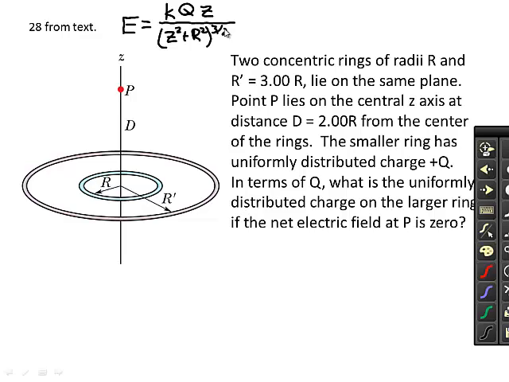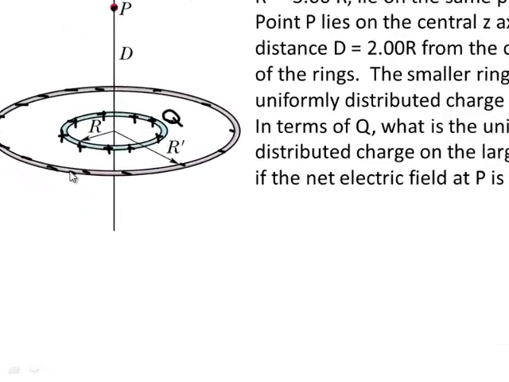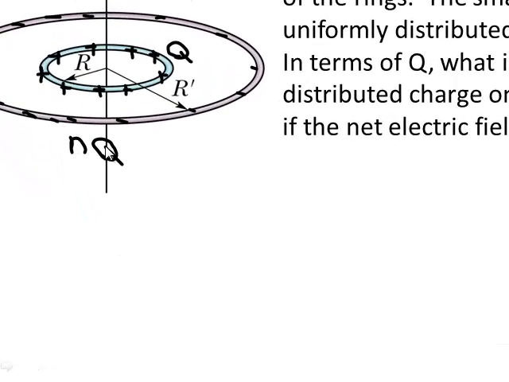So for this problem, if you're right there at P, that equation tells you the E field due to the outer ring and the inner ring. Now the inner ring is a positive charge Q. The outer ring is what sign? Negative, because its E field's got to cancel the E field of the inner. So this guy is negative. And apparently it's some multiple of the inner.